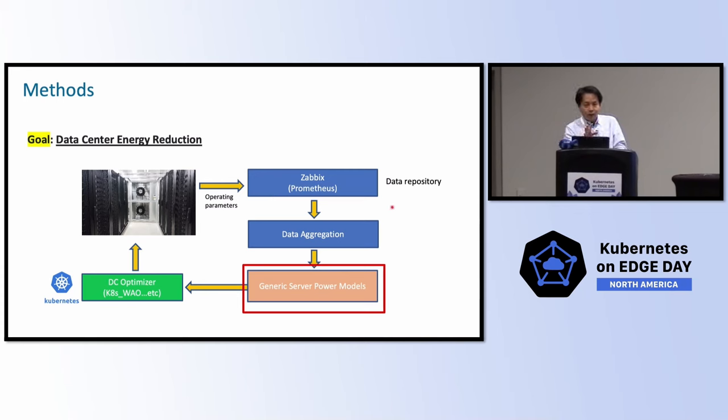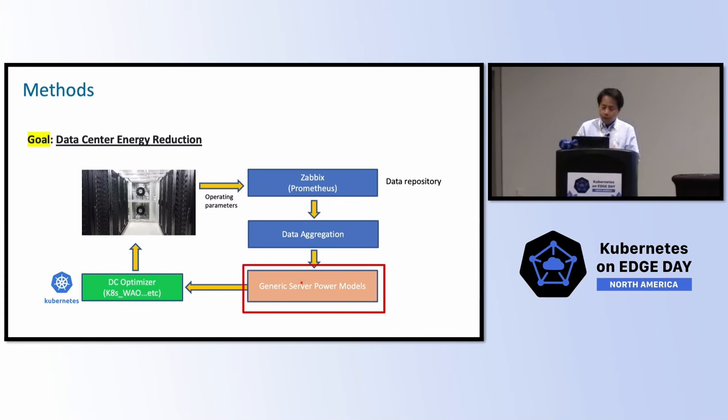The data is not ready for machine learning, so we do some internal data preprocessing, like aggregation, and we use that data to build what we call the generic server power model. The term generic means it can be applied in different data centers. As we know, there will be more edge-side data centers, so being generic is very important because you don't have to rebuild your machine learning model. It can be applied in different edge data centers.